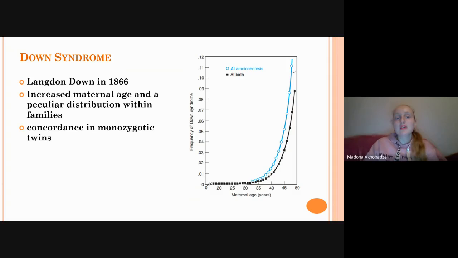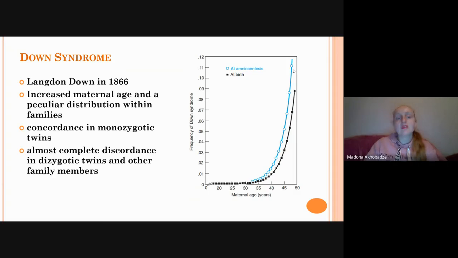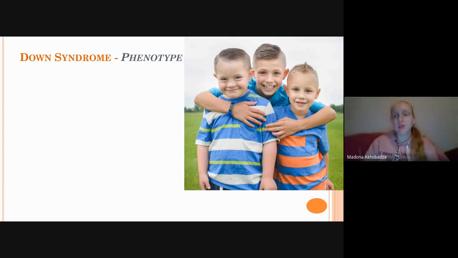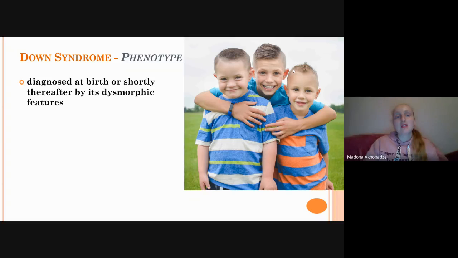There is concordance in monozygotic twins, meaning if one of the monozygotic twins had it, the other definitely got it. There is almost complete discordance in dizygotic twins and other family members, because dizygotic twins are nothing more than siblings born at the same time. Now let's talk about the phenotype of Down syndrome.